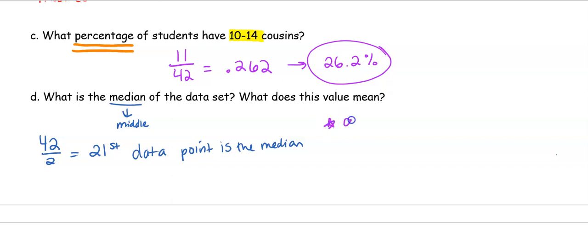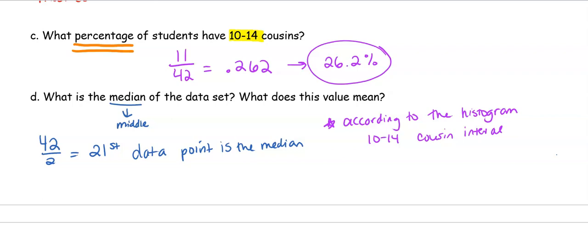So according to the histogram, that's going to happen between the 10 to 14 class interval. Now, if you were only given the histogram, that would be as specific as you could possibly get. But this isn't always going to happen.